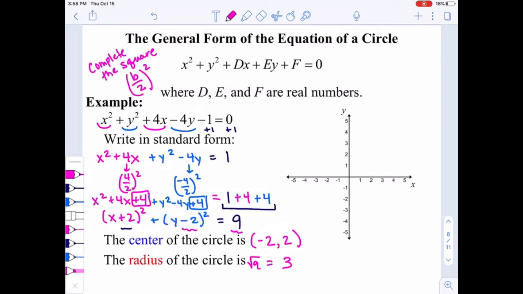So I'm going to go over to my graph. I'm going to center the circle. I need a negative 2, positive 2. That's going to be the center of my circle. And then for my radius, I'm going to count out 3. So I'm going to go up 3, down 3, left 3, right 3, and do the best I can to draw out what a circle is going to look like. And I've just graphed my circle.